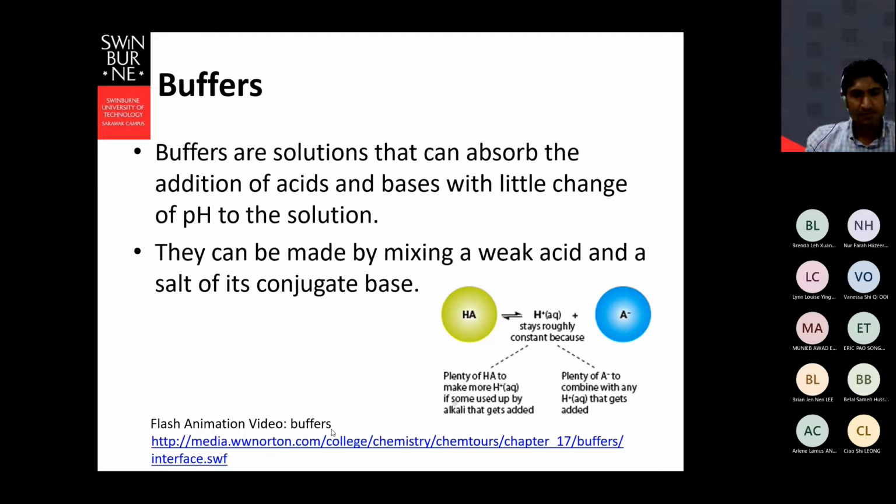Now we are going to the buffer solution. All right, so buffers. Is there any question anyone else has?